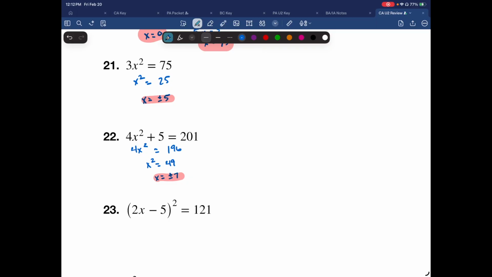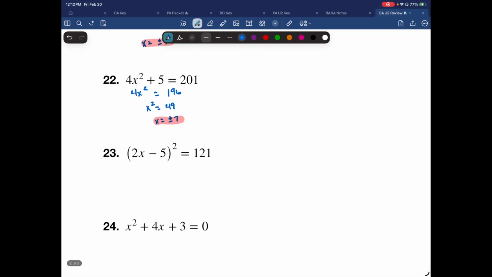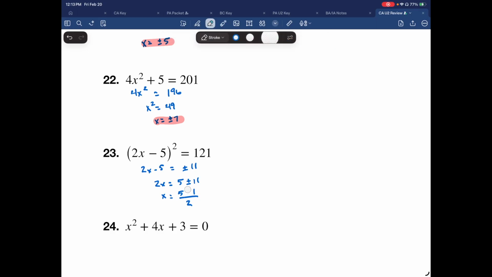All right. Now, we're still using the square root method here. So I'm going to take the square root of both sides, and that's going to give me 2x minus 5 equals plus or minus 11. Now I'm going to add the 5. This is going to be 2x equals 5 plus or minus 11, and then divide by 2, so you got 5 plus or minus 11 over 2. All right, and so that's going to give you 5 plus 11 is 16, so you got x equals 16 over 2. And you got 5 minus 11, which is going to be negative 6 over 2. All right, so you simplify those, you get 8 and negative 3.